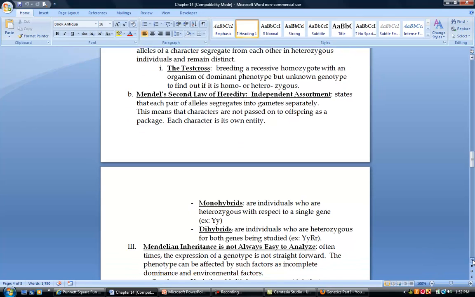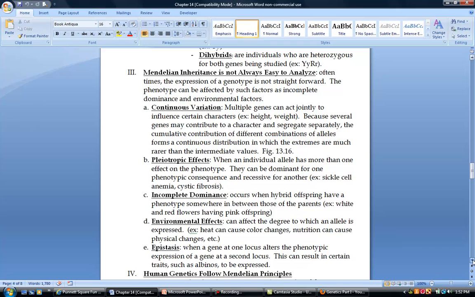Now, one thing that's important about inheritance is it's obviously not going to follow all the rules all the time. So dominant isn't always just strictly dominant, and recessive isn't always strictly recessive. There's a couple of things that can affect Mendelian inheritance, and on the next video, we're going to talk about that.